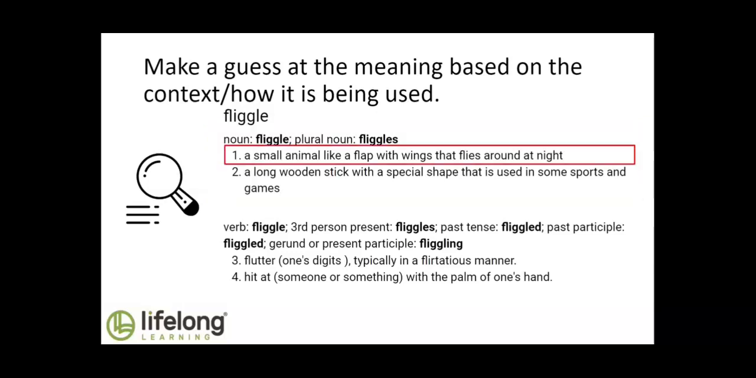Since we know that we're looking for a noun, it says that the fliggle gracefully soared through the night sky. That matches definition number 1, which is talking about a small animal. Now, if we think about it, a long wooden stick can't hunt for insects, so it makes more sense that definition number 1 is the correct one.